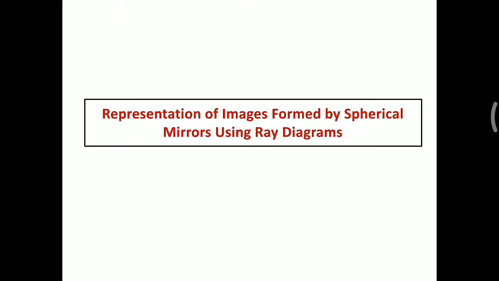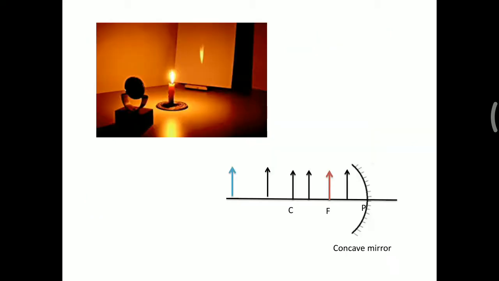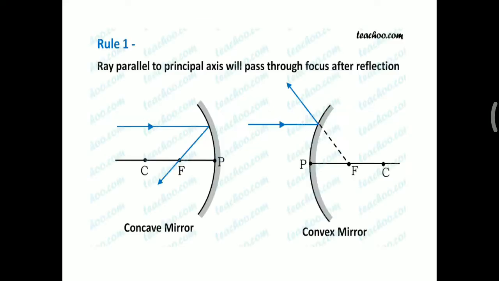So, representation of images formed by spherical mirrors using ray diagrams. There are 4 rules. Using these 4 rules, we can draw the ray diagram for these images. So the first rule: a ray parallel to the principal axis will pass through the focus after reflection. First you have to take a concave mirror and a convex mirror and mark the pole, focus and center of curvature.